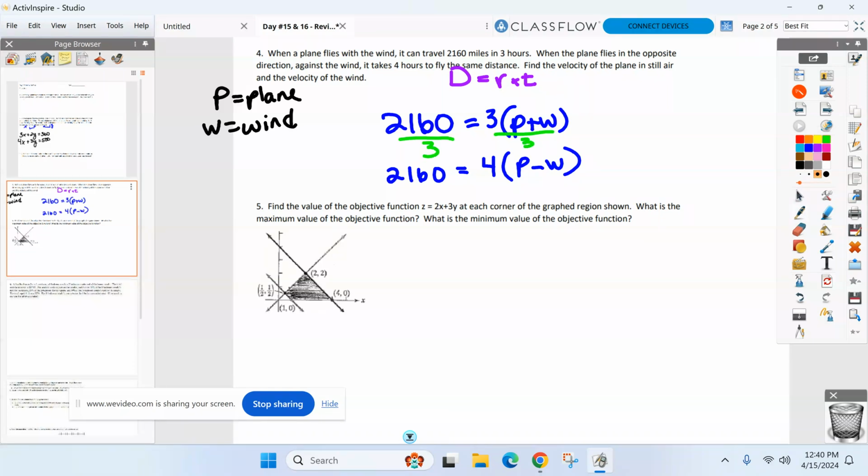Because when you do, you just have P plus W equals, let's see, I did this earlier, 720. And then this one, divide the 4 out. Before you even do anything. And now you have P minus W.